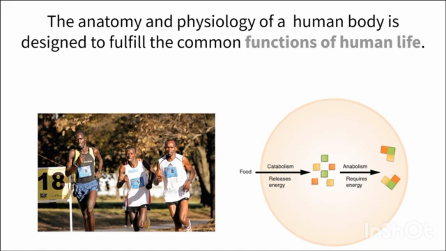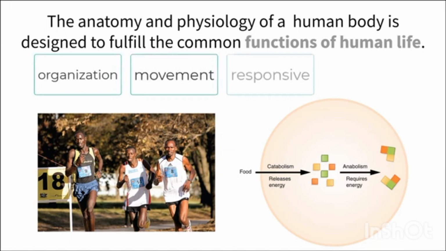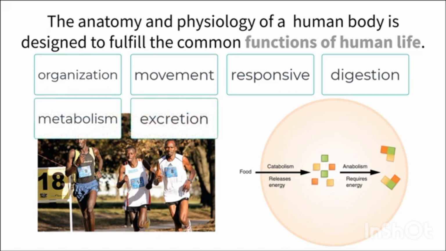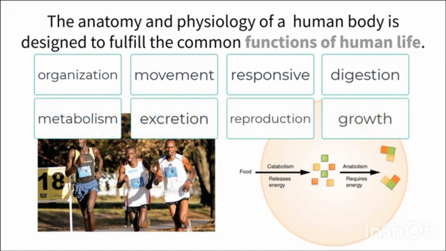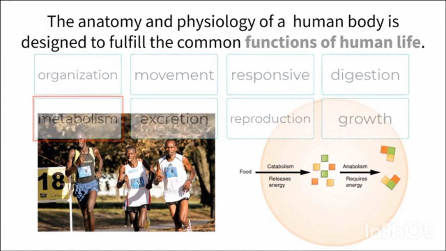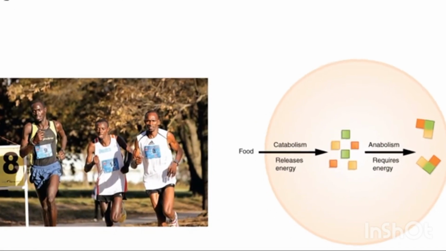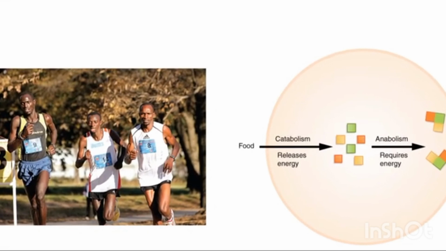The functions that we will focus on for human life in this class are organization, movement, responsiveness, digestion, metabolism, excretion, reproduction, and growth. The anatomical structures and physiological functions of the body work to help maintain these functions. Let's take a moment to explore one of these requirements in detail before we move on. The image on the slide shows how structures in the body carry out metabolic processes to help maintain life.